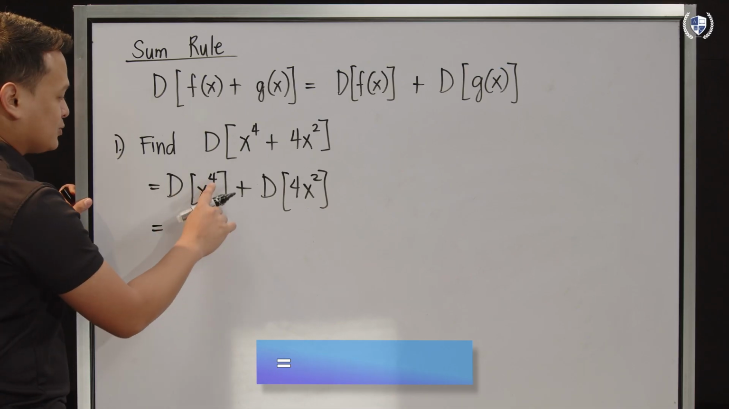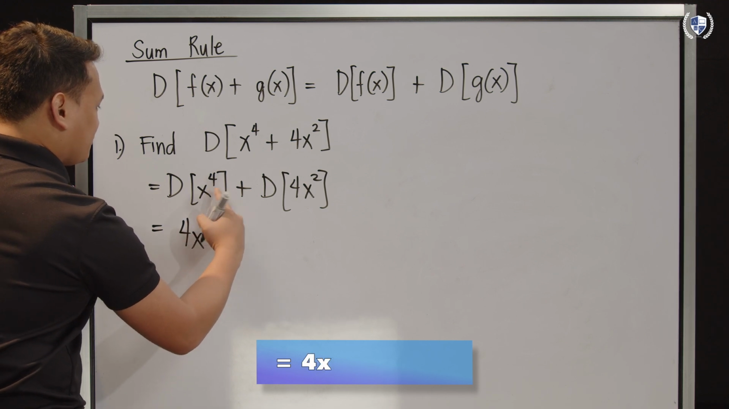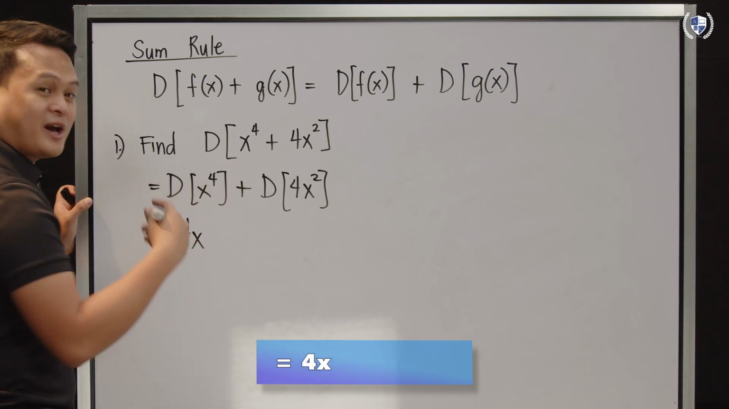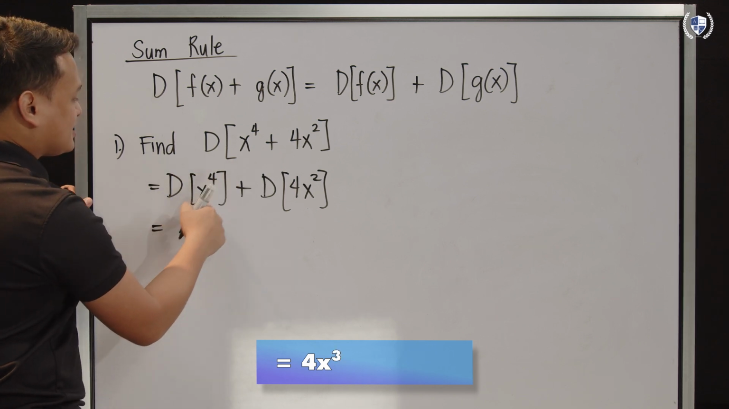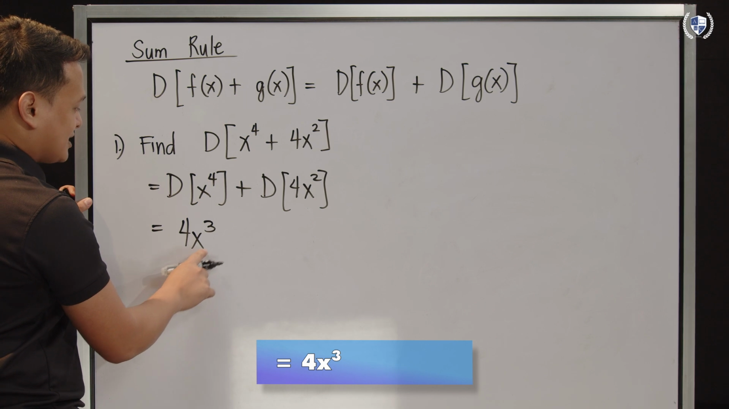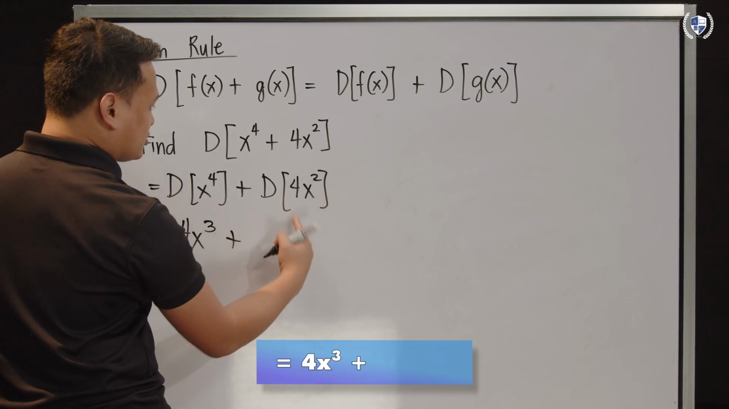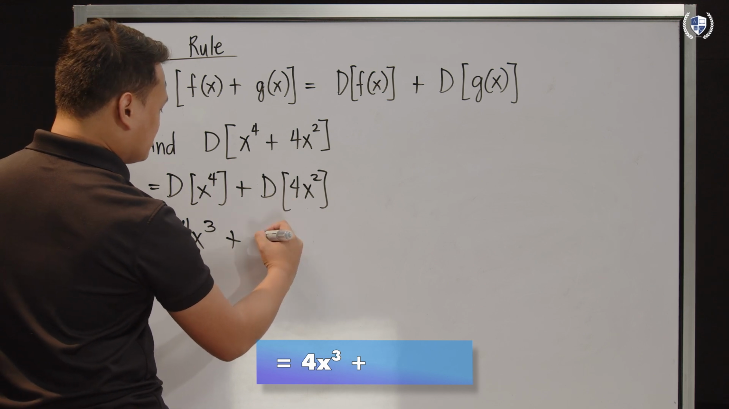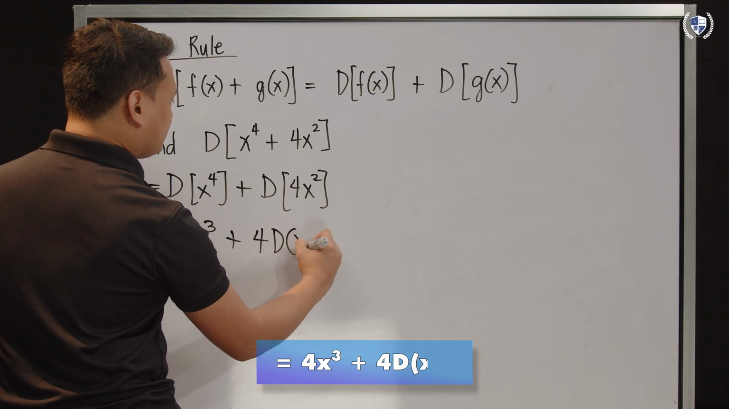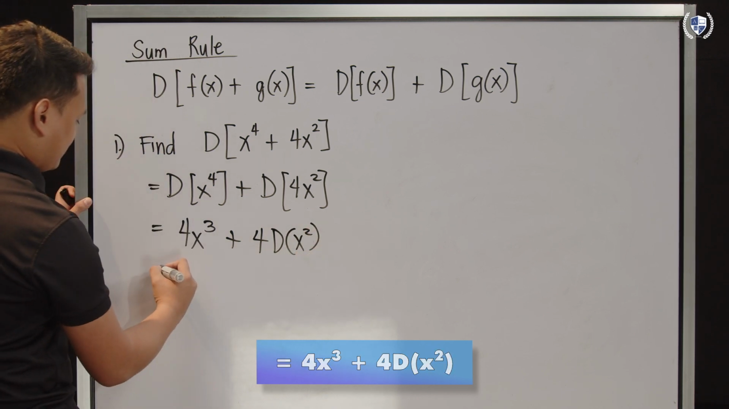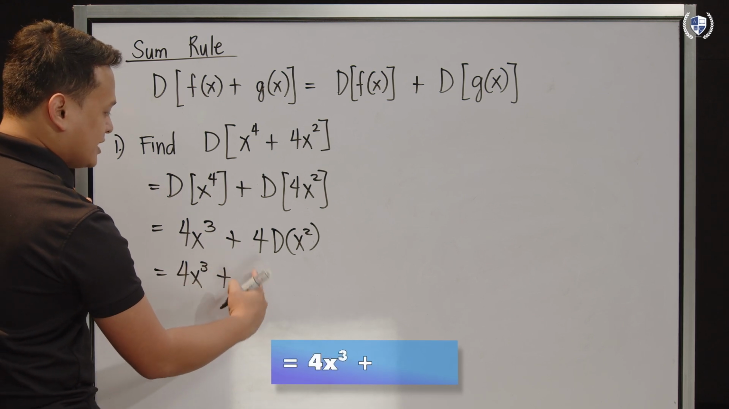The power rule. Na kung saan, ibababa natin si 4 x raised to 4 minus 1. Alam ko, kayang-kaya nyo ng i-mental yun. 4 minus 1 is just 3. So, the derivative of x to the fourth is 4x cubed plus the derivative of 4x squared. So, may constant multiple dito. Kopyahin na lang natin. Times the derivative of x squared. Furthermore, we have 4x cubed plus 4.